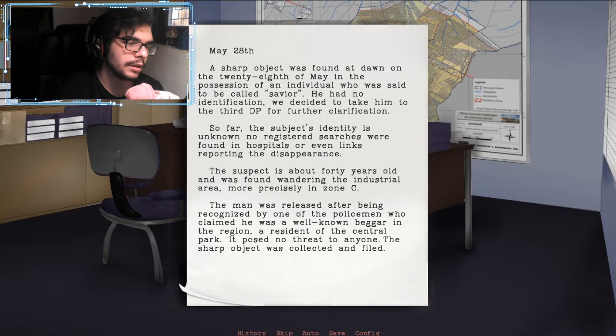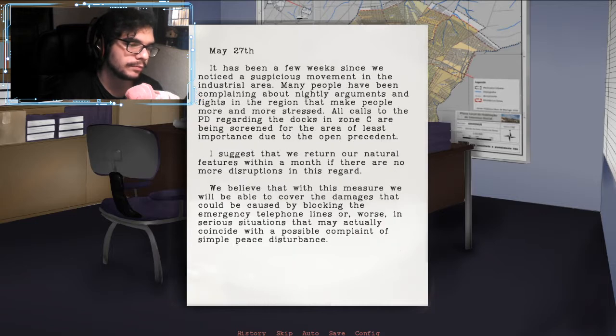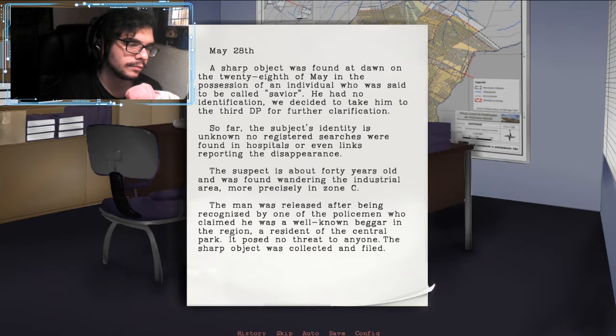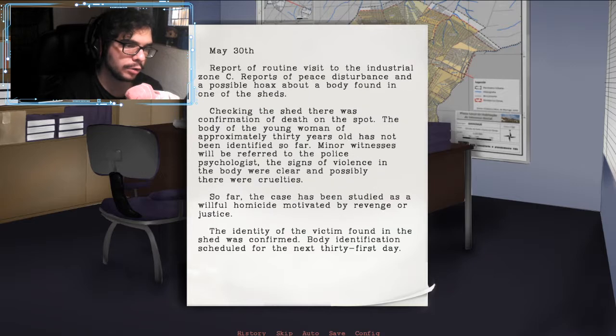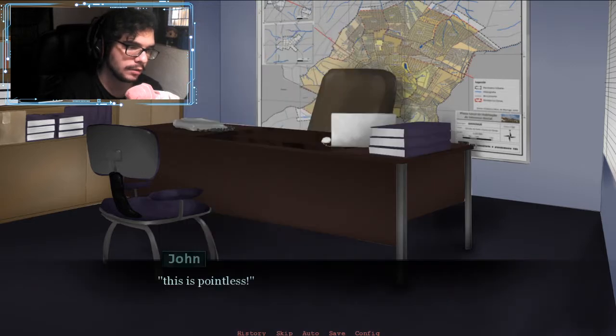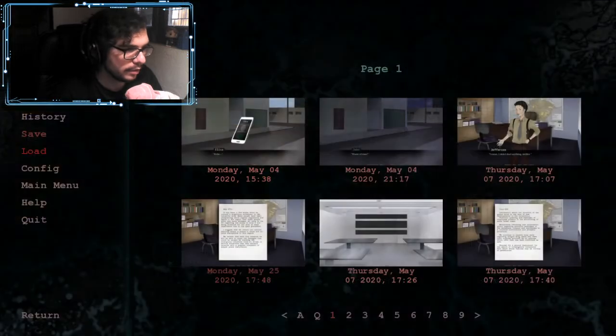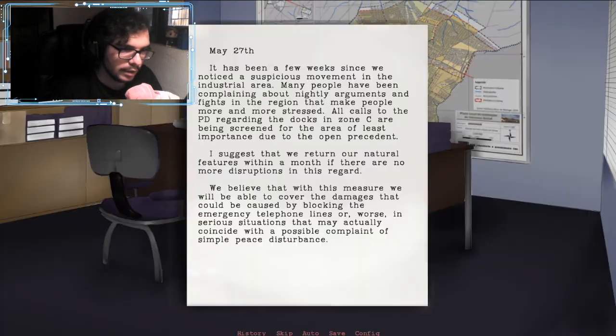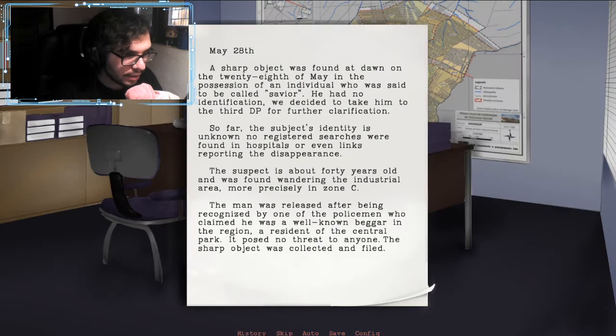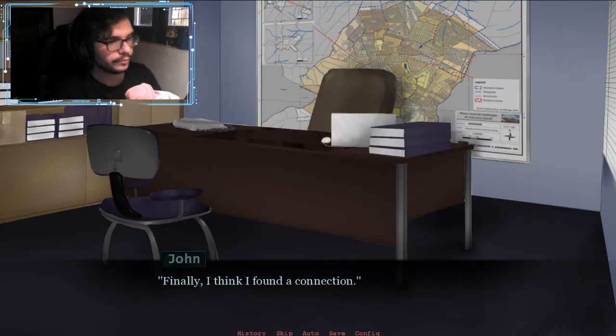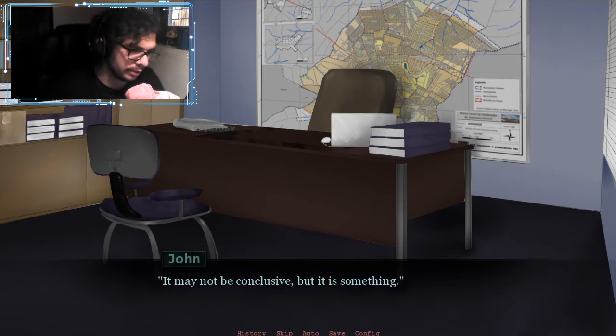Where's the guy talking about the murder weapon? Okay, what if I just click cruelties? Seriously? He doesn't even go to the cruel. Okay, fine, whatever. I'll choose to go with the murder weapon stuff. Fantastic. Okay, there we go. Finally, I think I found a connection. May not be conclusive, but it is something.